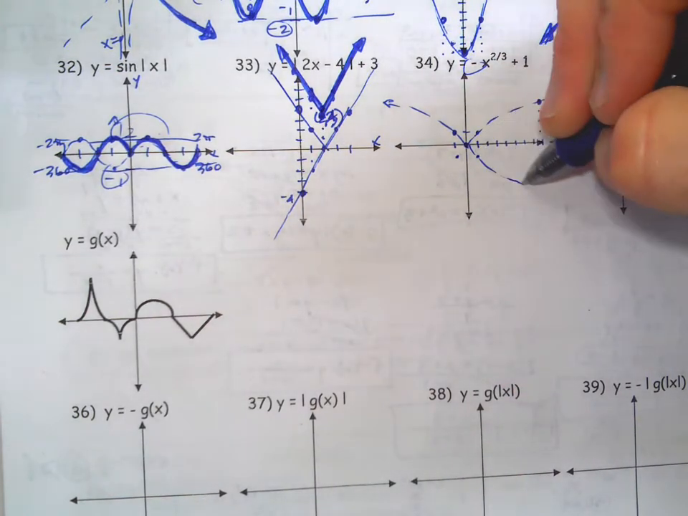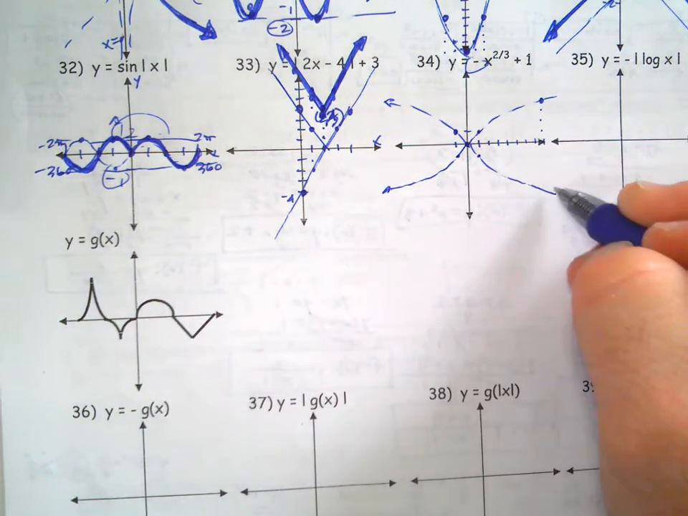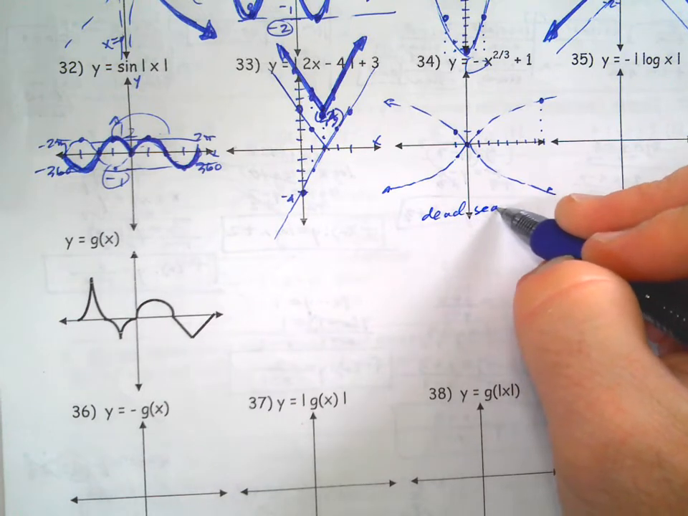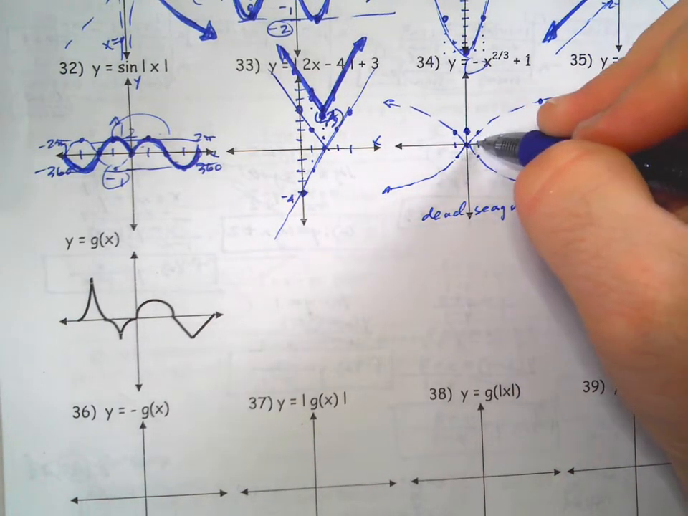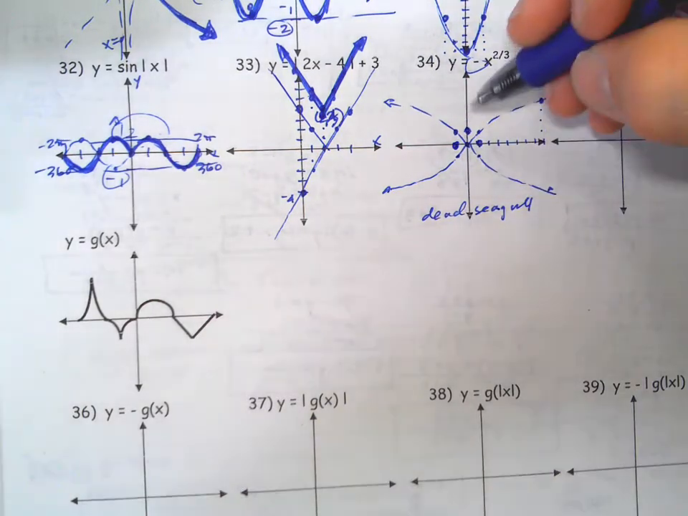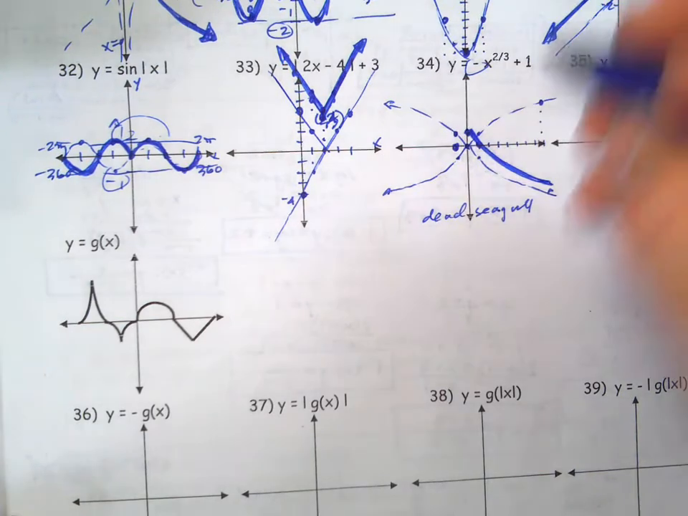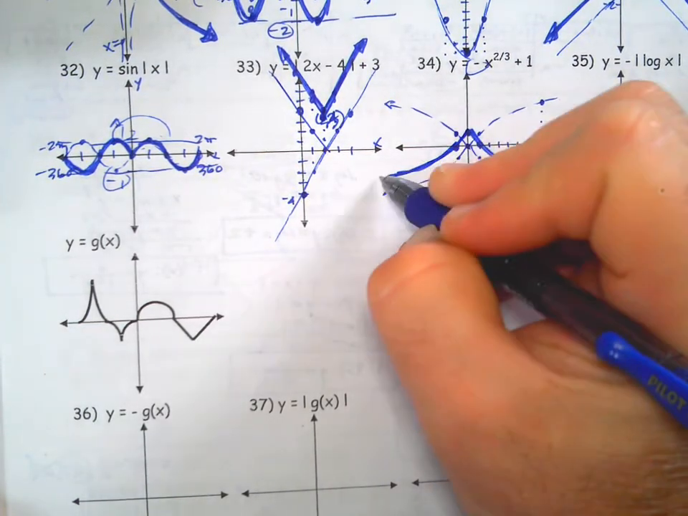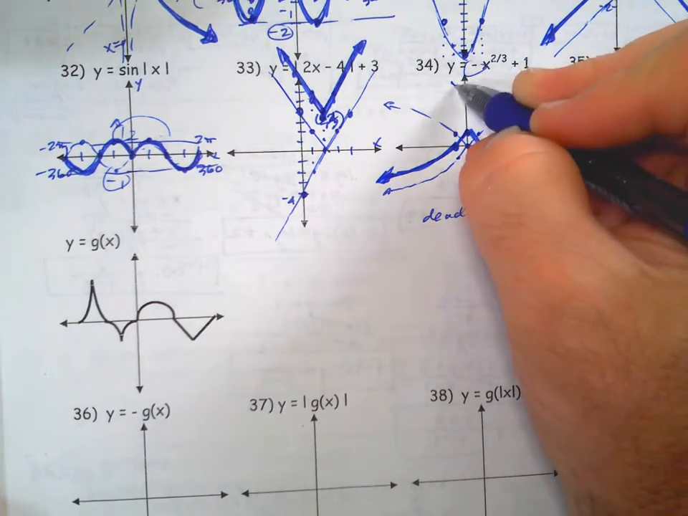So that's the upside-down cusp function. All right, move it up one. Arrows on the ends. Label your axis.